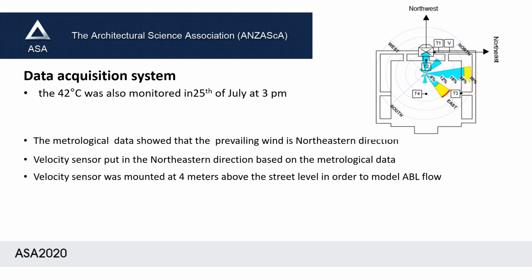Besides the temperature sensors, we also put a velocity sensor in the northeastern direction. We used the northeastern direction to put the velocity sensor based on the data from the meteorological station. The velocity sensor was mounted at 4 meters above the street level. We need this data to model the air flow for the inlet boundary condition for the CFD simulation.